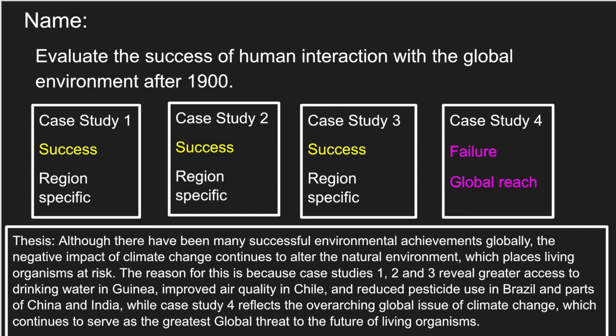Now, go to slide 46. How did I group them? So now looking at this, evaluate the successes of human interaction with the global environment after 1900. Case study 1 is success. Limits, it's region specific. Case study 2, success. Limits, region specific. Case study 3, it's a success, region specific. Case study 4, it's a failure and it's global reach. So the impact of case study 4 is far reaching. It weighs heavier to a higher degree of impact than these 3 small success stories.